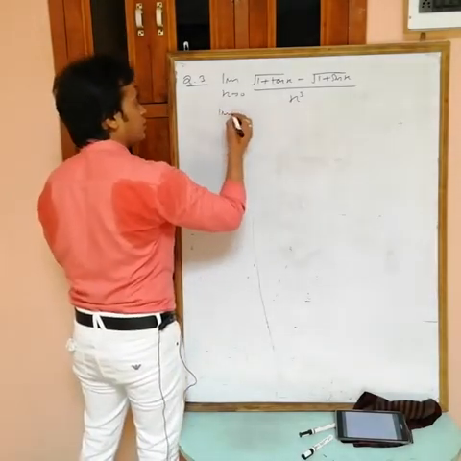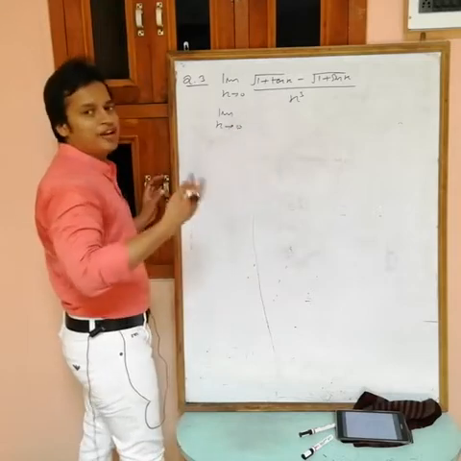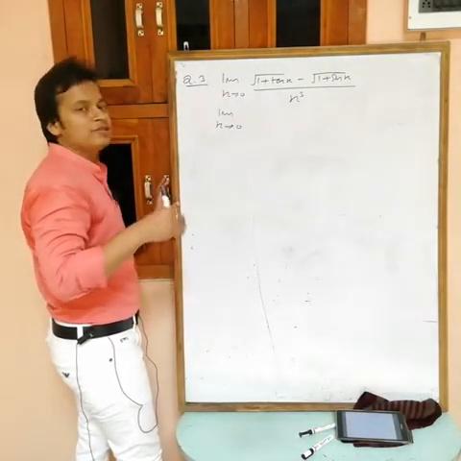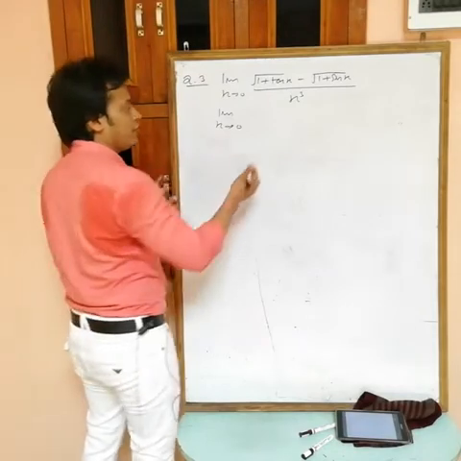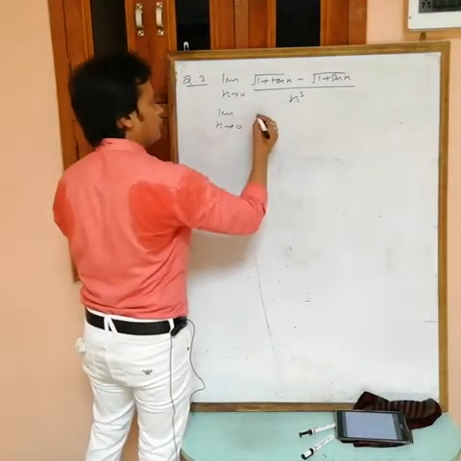So see, limit x tending to 0. First I am simplifying this one. Why are we simplifying? Such that we can apply any standard limit formula.